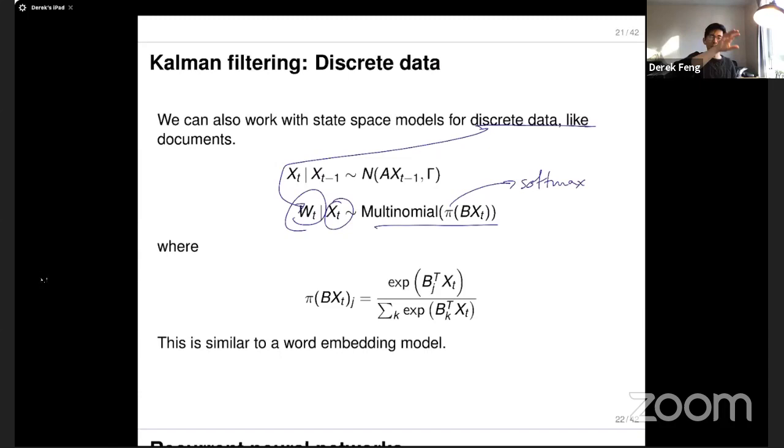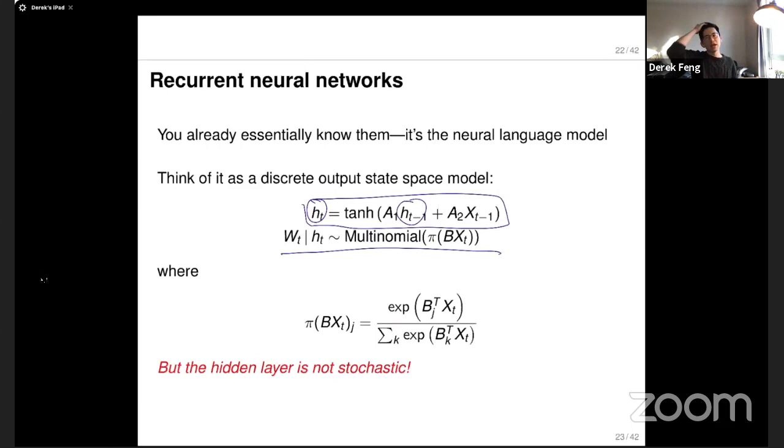Now, how do I get to recurrent neural networks? It's sort of the same idea in the sense that I have these H_t's, which are like the latent variables, and these latent variables are related to each other. How do they relate to each other? Through this relationship, right? So this is a recurrence relationship. H_t is a function of H_{t-1}. But the key point now is this H_t is no longer stochastic.